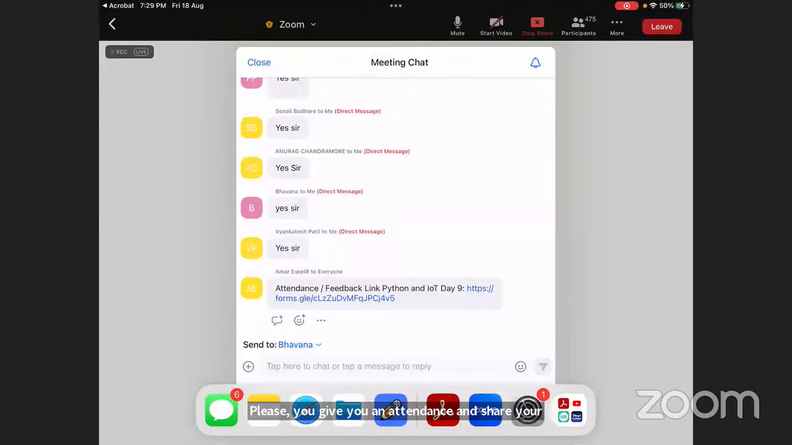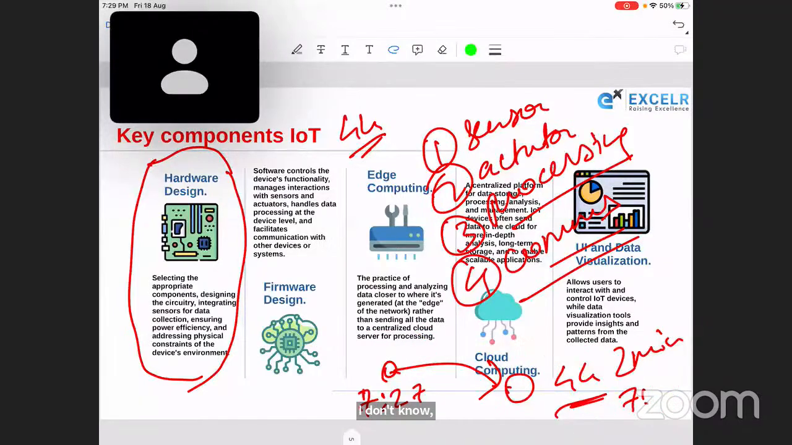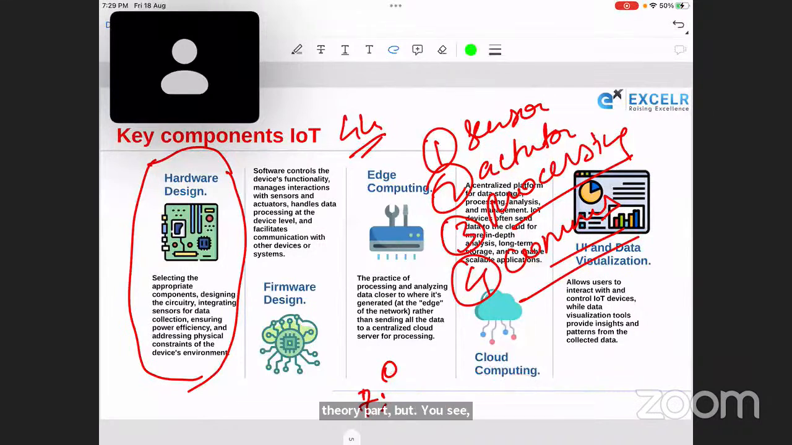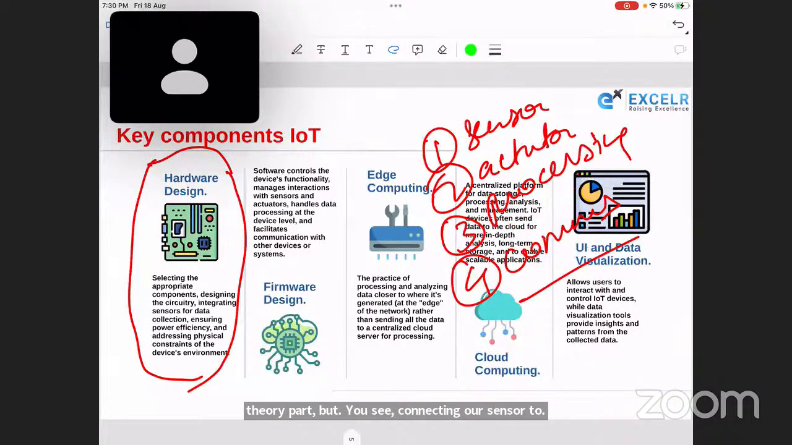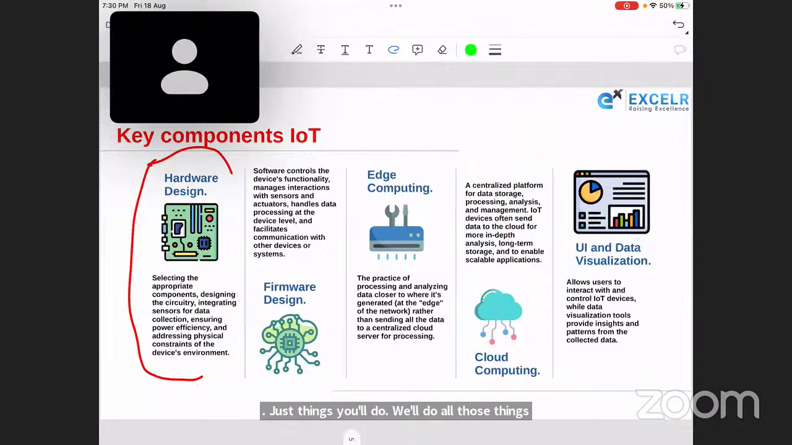Okay. I don't know, maybe you are getting bored with this theory part, but connecting a sensor to a microcontroller, sending data to the internet using Wi-Fi, we'll do all those things, don't worry. But if we don't understand the bigger concept, then we will not be able to understand the beauty of the system or the problems in the system.